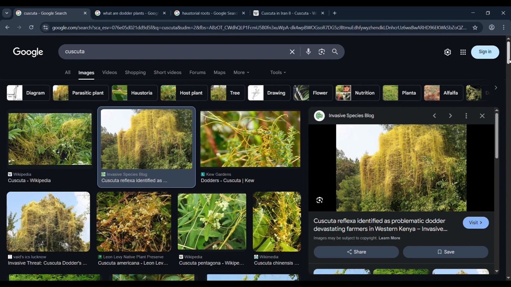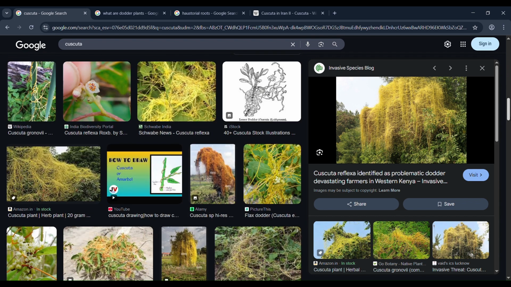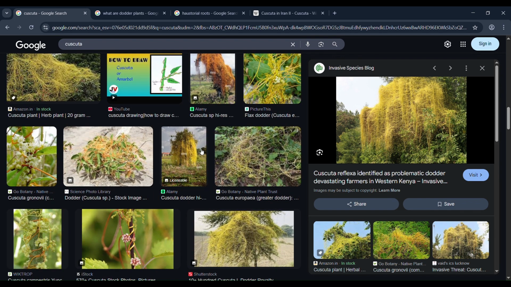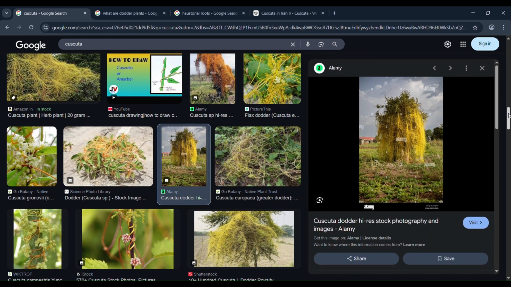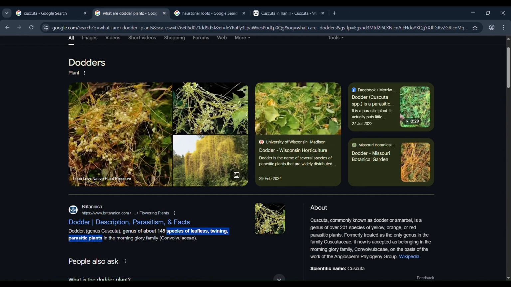But I'm pretty sure if you watch it during night, in a tree swaying in the air, you will definitely be scared. I will definitely be scared, yes. So this is how it looks like, and it is a dodder.